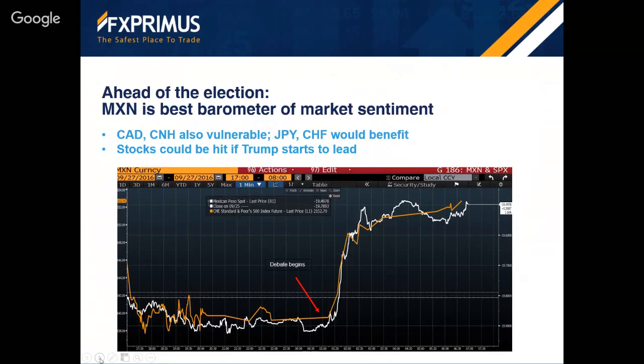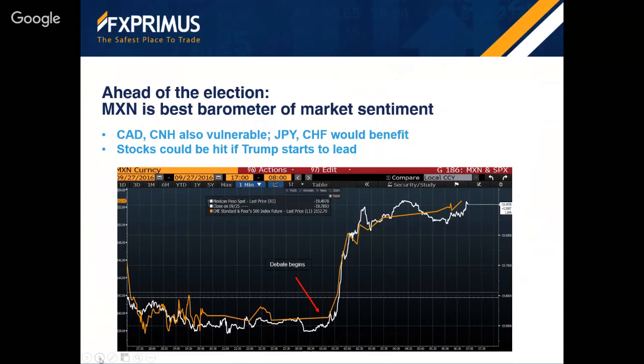The Mexican peso is really the barometer for two things. One, the risks to NAFTA, which would have a big impact on the US and on Mexico. And secondly, this idea of keeping out Mexican immigrants and building a wall. Mexican immigrants send back a lot of money to Mexico from the US, repatriating funds, so that would really hit Mexico. The Canadian dollar is also affected by the elections because of NAFTA. But that's really the Mexican peso.